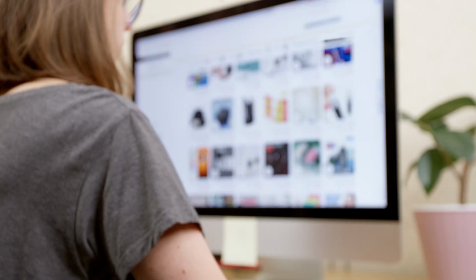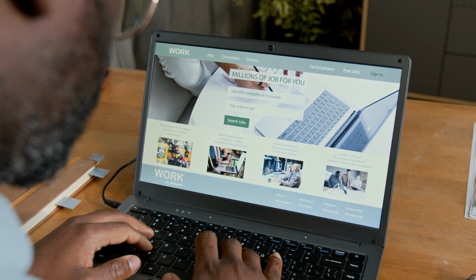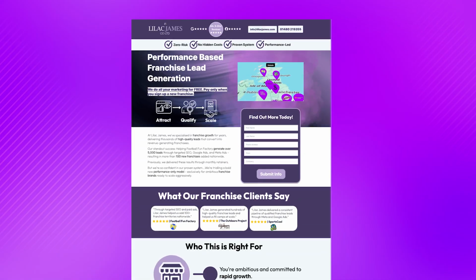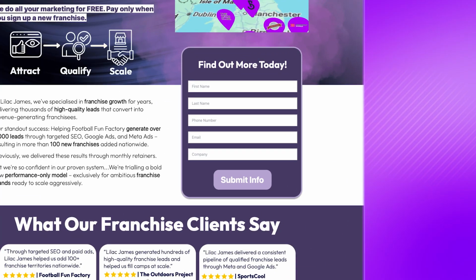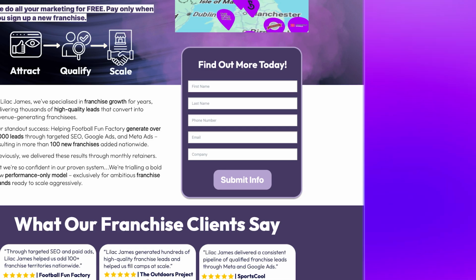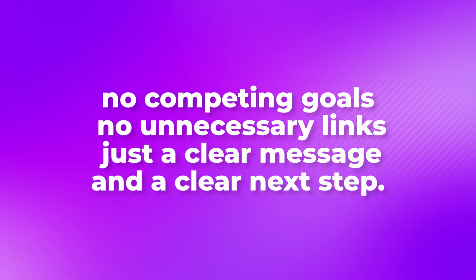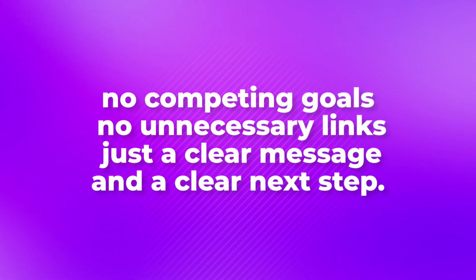People usually arrive on a landing page after clicking on an advert or an email or a link of some sort, and they don't browse to it like they would a normal website page. They land on it. Now that's where the name comes from. So unlike a normal website, which has lots of pages, menus, a navigation bar and distractions, a landing page is designed to keep the visitor focused on one thing, which is the goal you want them to complete, such as submitting themselves as a lead. There are no competing goals, no unnecessary links, just a clear message and a clear next step.